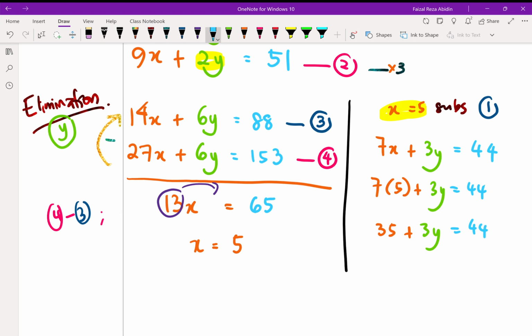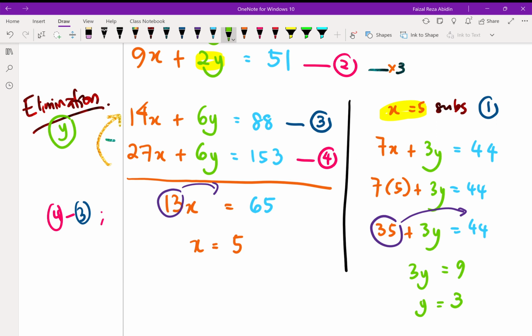So what must we do next? We are going to take, yes, move 35 to the right side. We are going to get minus. So 44 minus 35, 9. So you are going to have over here 3y equals to 9. So can I find my y? It's going to be 3.